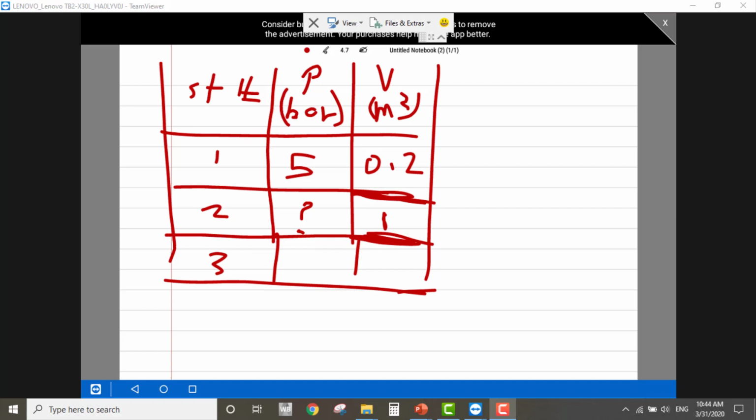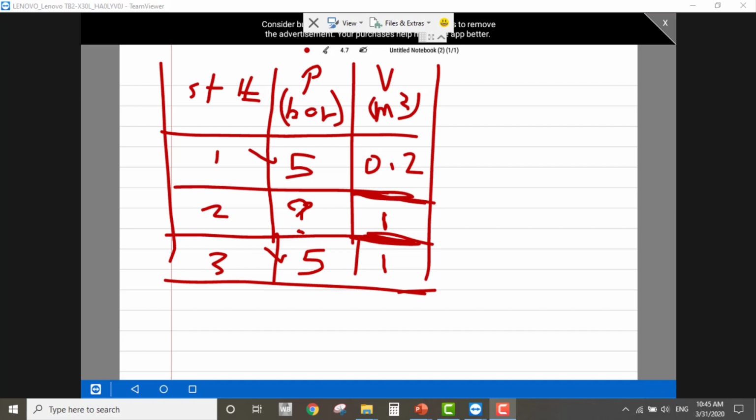Now process 2 to 3, constant volume. Constant volume means V2 equals V3, so here again 1. Heating from state 2 to state 3 where the pressure P3 equals 5 bar, so this one is given. Process 3 to 1, constant pressure. So constant pressure for 1 and 3, yes, they are the same. And it is compression to the initial state. So we end up with this one unknown.